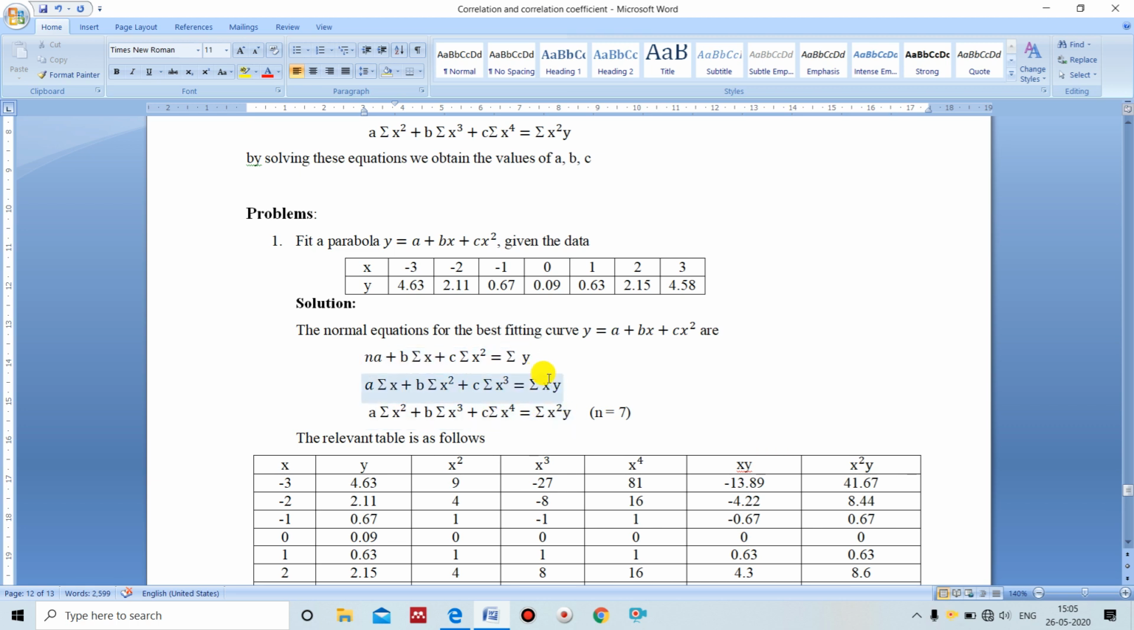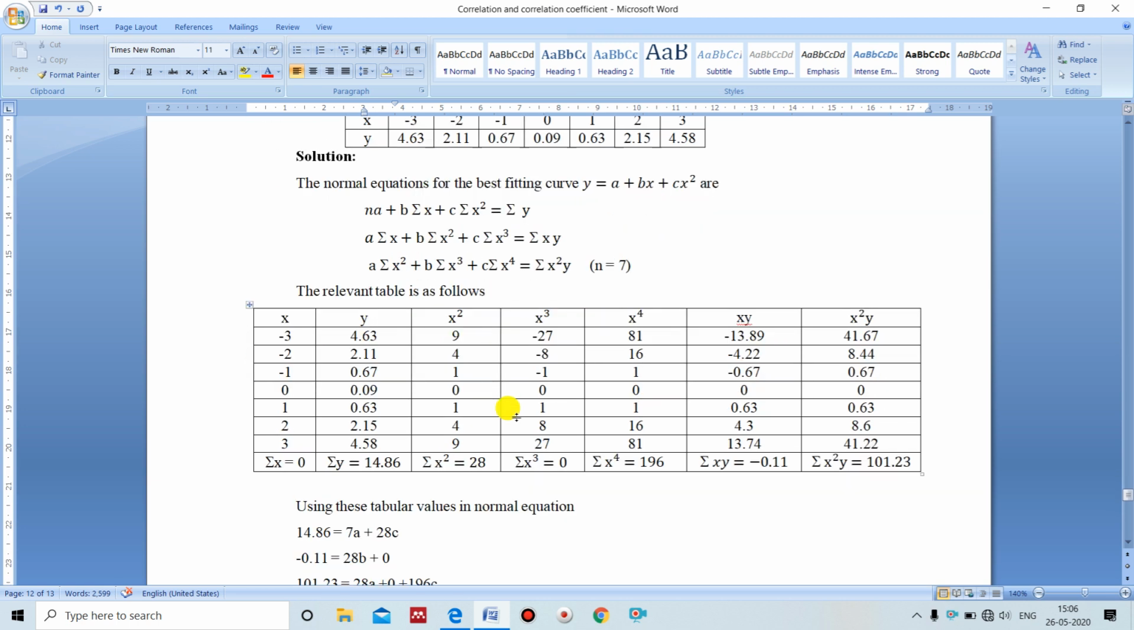I have written summation of y, summation of xy, summation of x square y on the right hand side, since it is easy to write in the calculator. Otherwise you can write it on the LHS side and this on the RHS side; both will be the same. Here n denotes the number of given data. The given data is 1, 2, 3, 4, 5, 6, 7, so n is equal to 7. Then, depending on the normal equations, we prepare the normal table. We require summation of x square, summation of y, summation of x cube, summation of xy, summation of x square y, then summation of x raised to 4. For these summations, we prepare the table. X is given, y is given, we find x square, because we require summation of x square.